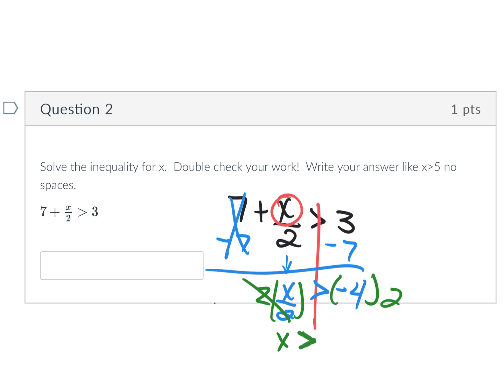Negative 4 times 2 is 8, or negative 8, I should say. So x is greater than negative 8. Type it in just like that, no spaces.